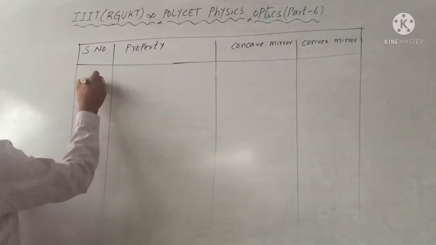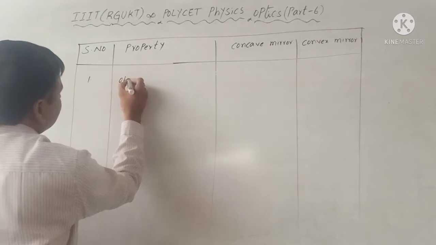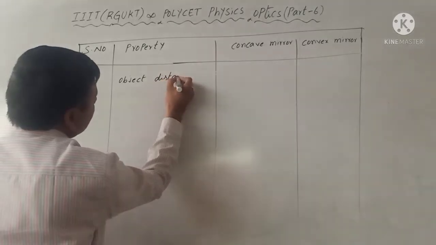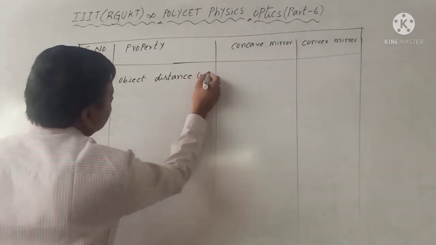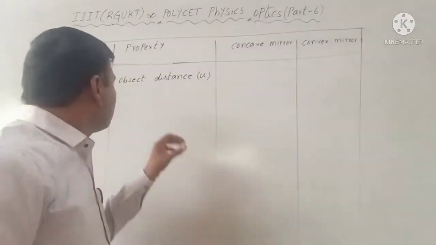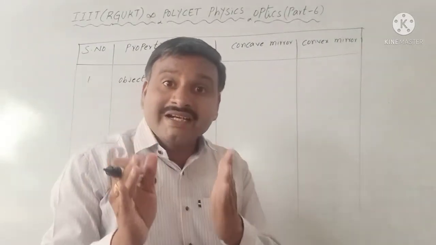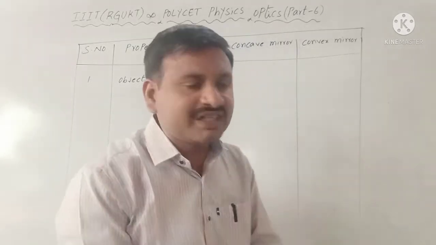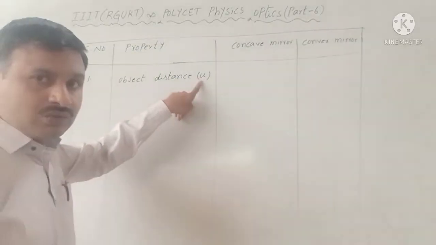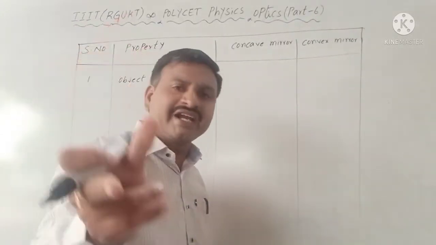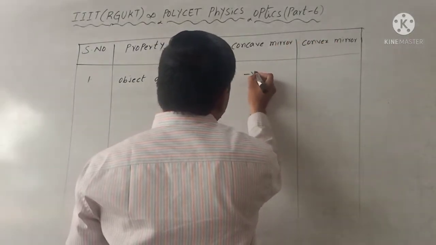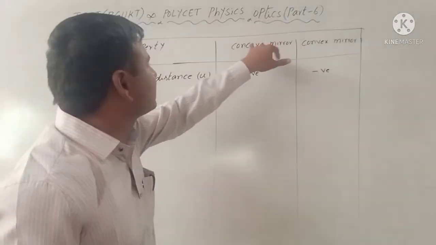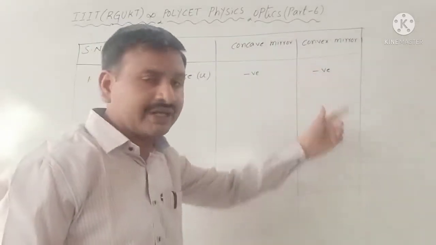So the first property is object distance, U. Object distance means the distance from the object to the mirror. It is denoted by the letter U. Object distance is always taken negative, either for a convex or concave mirror. Both mirrors, concave or convex, take it as negative.